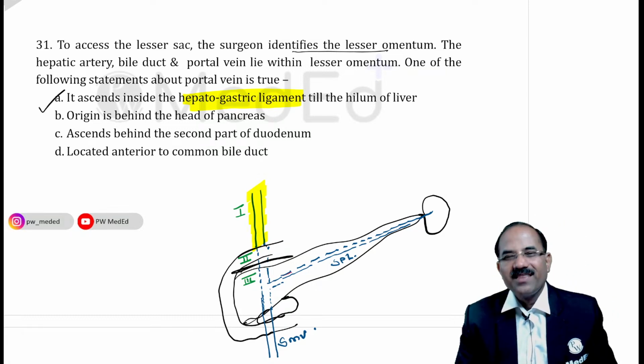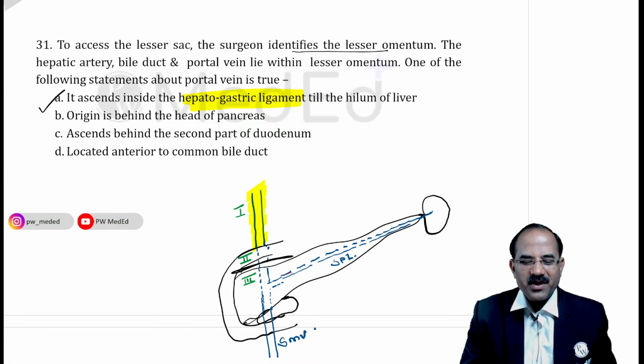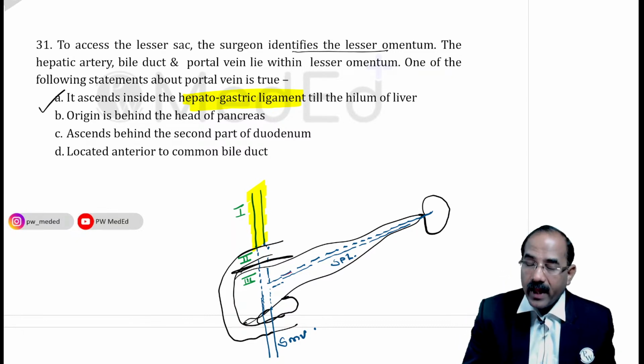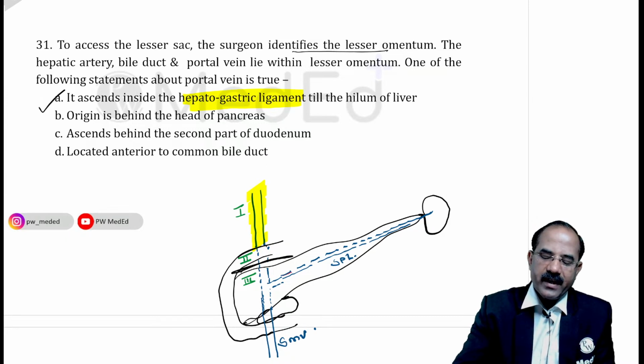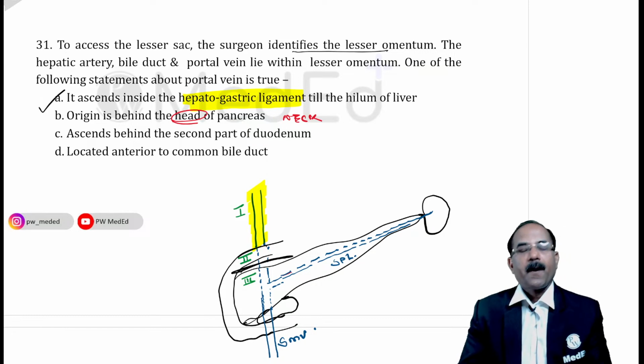Origin is behind the head of the pancreas. Students, what do you say? Where's the origin of portal vein? It's behind the neck of the pancreas. Students, it's not head. Head के पीछे नहीं है. It's behind the neck of the pancreas. Neck.